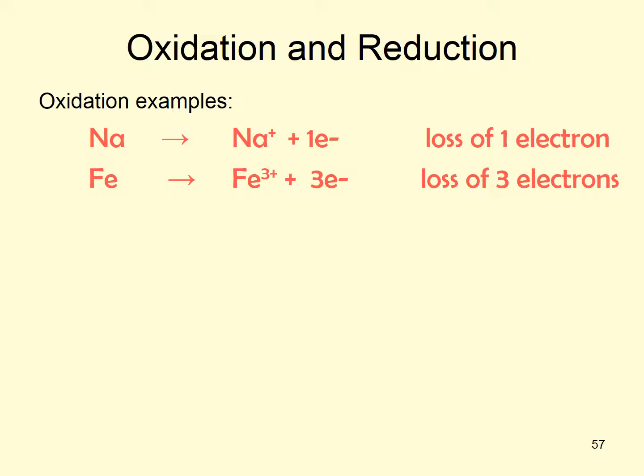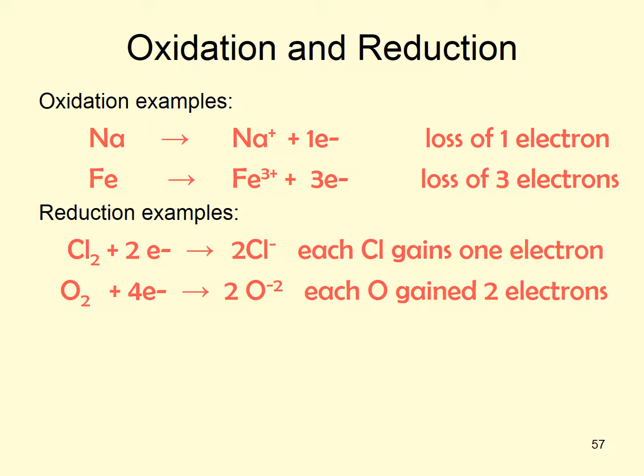So some examples of oxidation. If you take sodium metal and oxidize it, it loses 1 electron to become sodium ion. Iron loses 3 electrons to become the Fe3 plus ion. Reduction examples, chlorine gas can be reduced. Each chlorine needs to gain 1 electron, so a total of 2 electrons give you 2 chloride ions. Oxygen can be reduced by adding 4 electrons. Each oxygen will get 2 electrons and become the oxide ion, O-2.